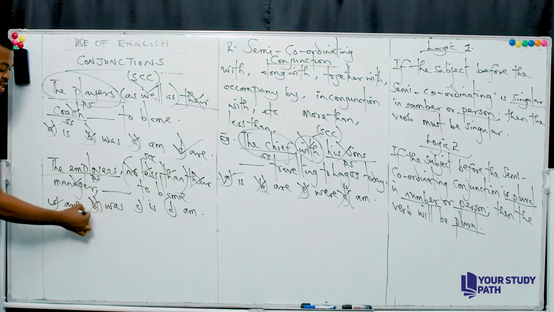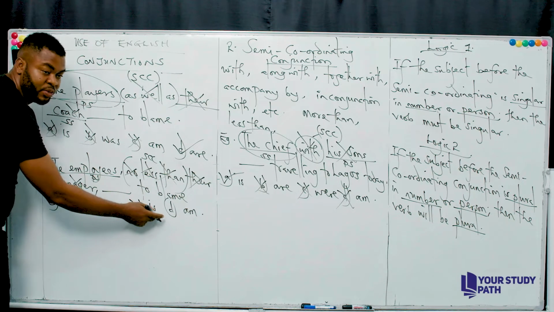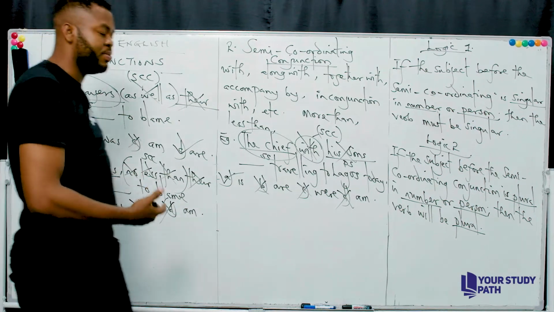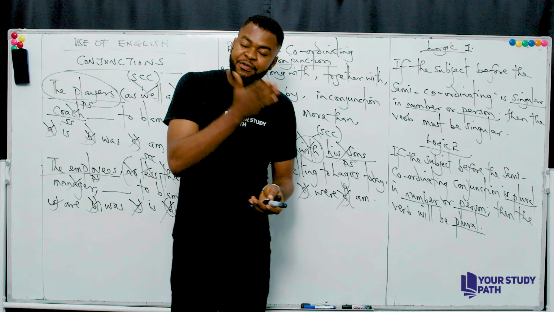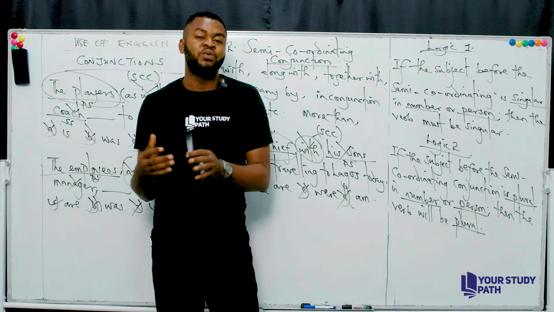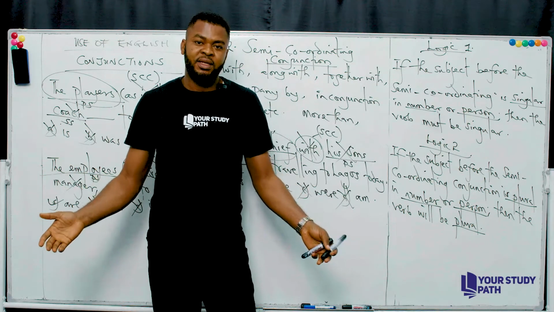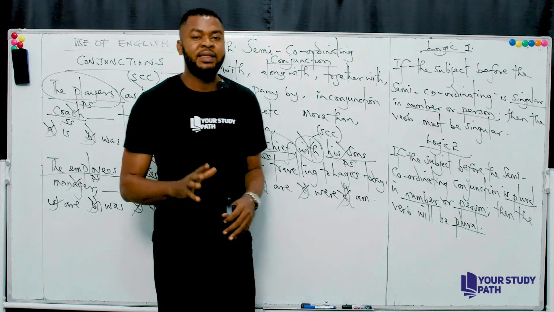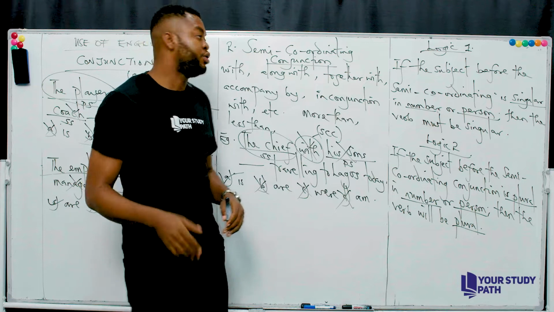You can't use was because that's a singular subject. You can't use is because that's also a singular subject, and you can't use am. That's equally a singular subject. So your attention should be on the subject before the semi-coordinating conjunction. That's what determines what the verb will be. That's the basic summary of that aspect. If that is clear now, let's proceed to correlative conjunction.